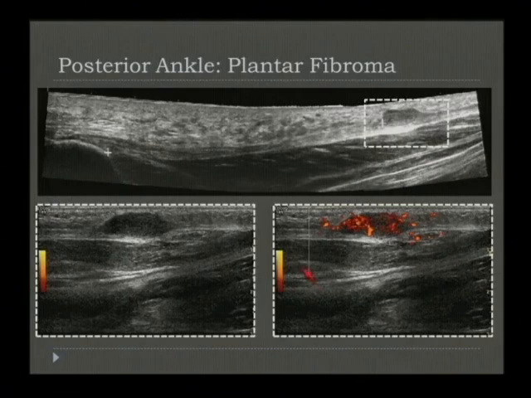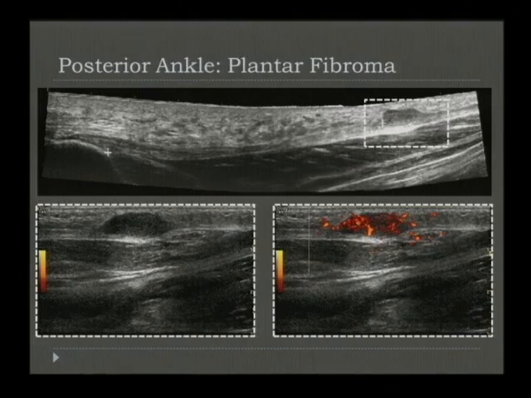Also, when looking at the plantar fascia, you want to look for other lesions that potentially could be causing pain or impingement. Here again, you can see the plantar fascia in its full extent. We saw this hypoechoic mass, kind of lobular appearance, avid increased vascularity. It was directly opposed to the plantar fascia. This ended up being a plantar fibroma as expected.